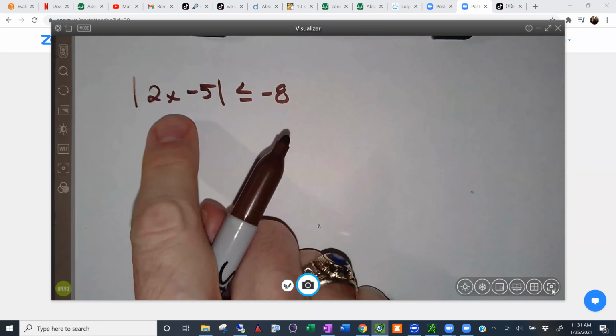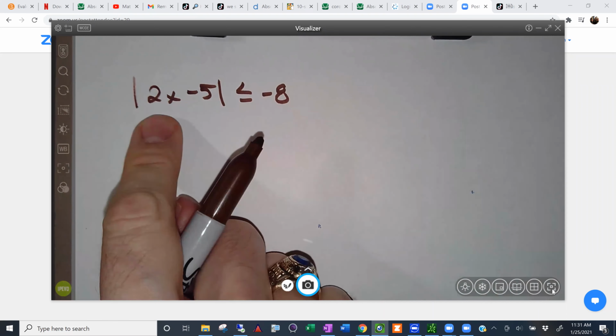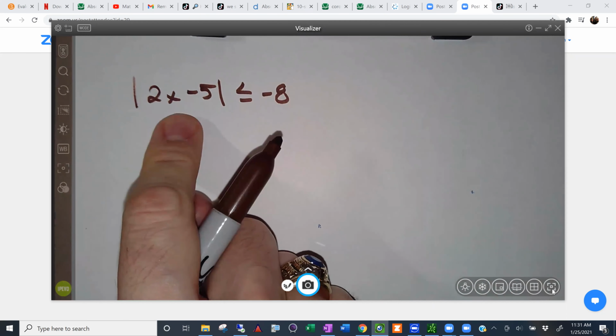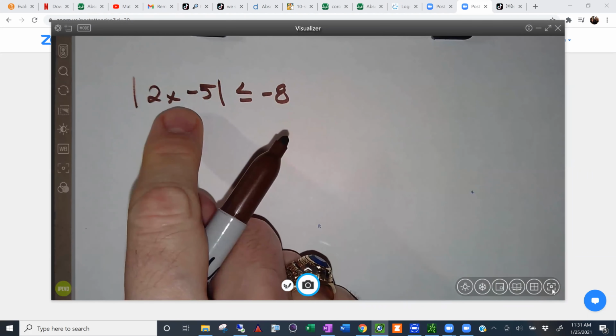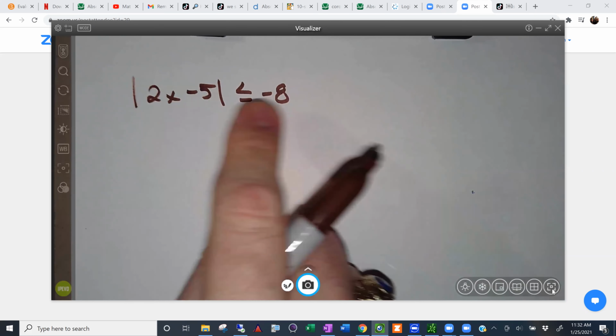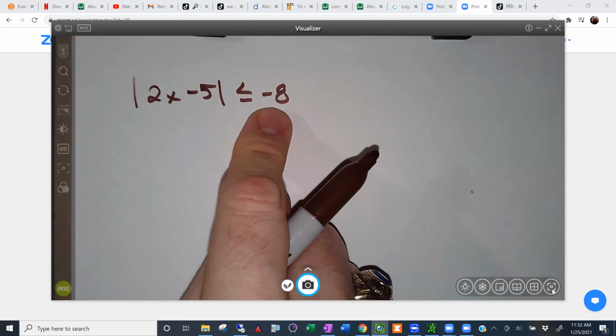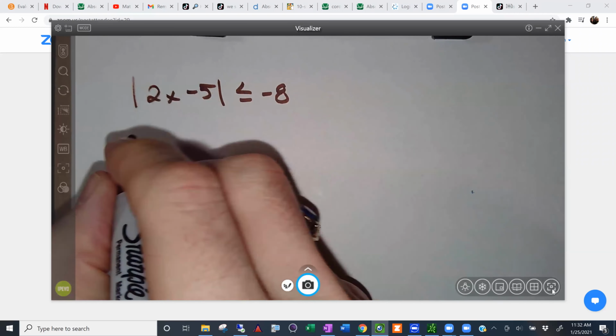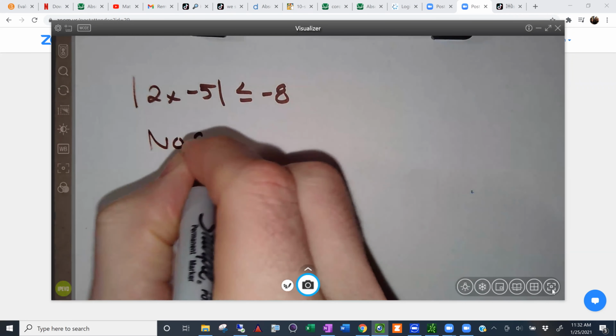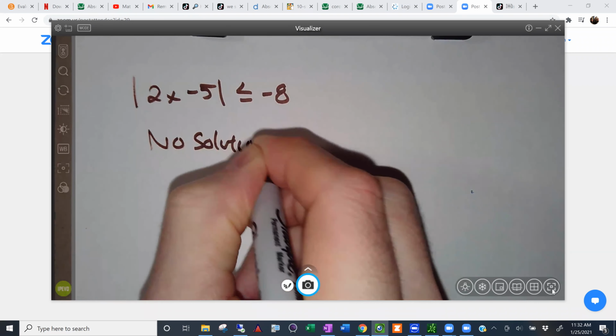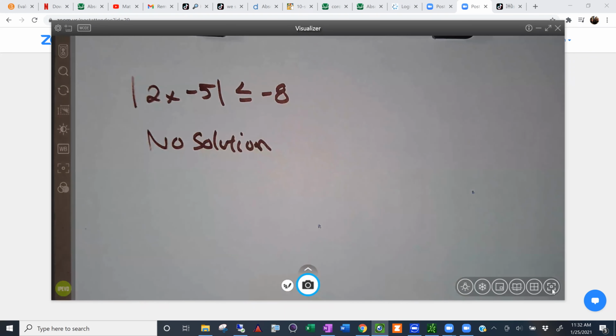And in this case, when you take the absolute value of a number, you get something which is positive or at worst 0. Can something which is positive be less than or equal to -8? No. No solution. And that's it. You're done.